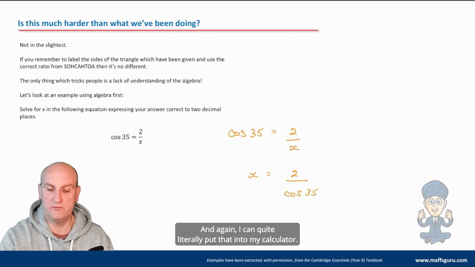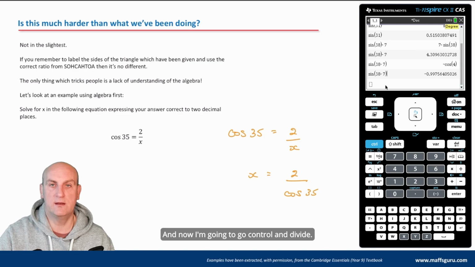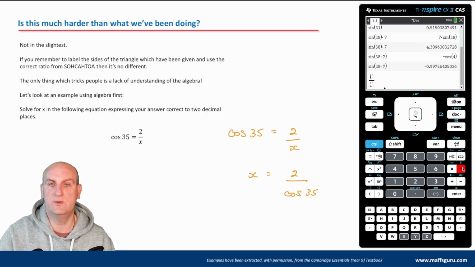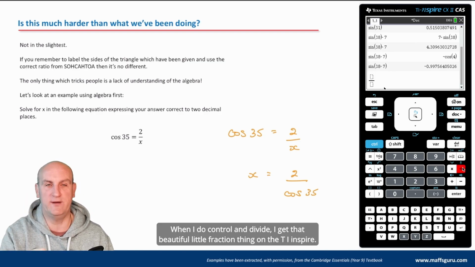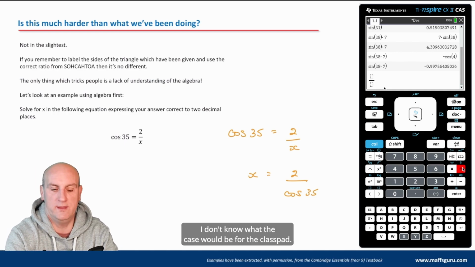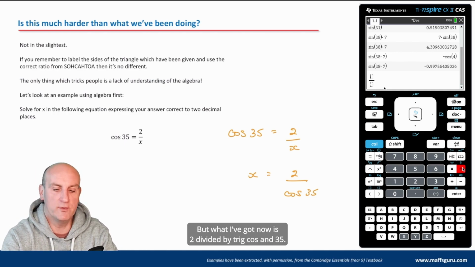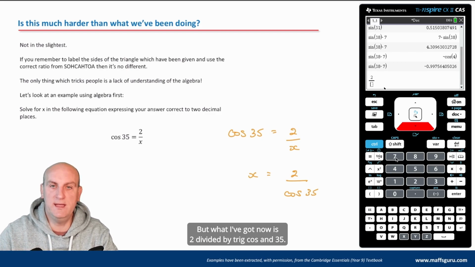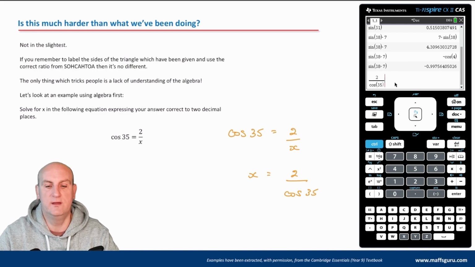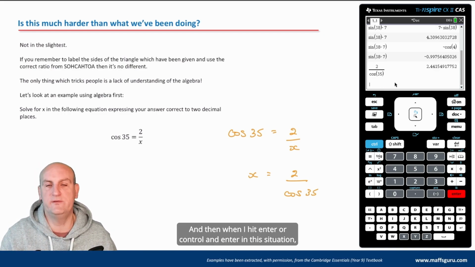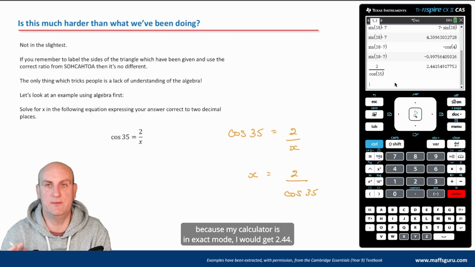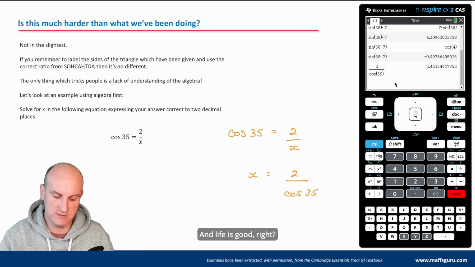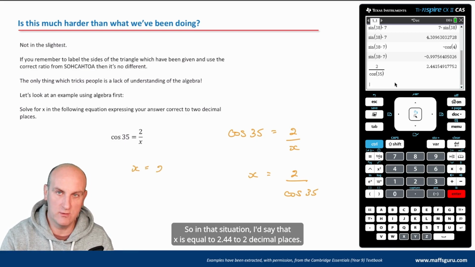And again, I can quite literally put that into my calculator. And now I'm going to go control and divide. When I do control and divide, I get that beautiful little fraction thing on the TI Inspire. I don't know what the case would be for the ClassPad, but what I've got now is 2 divided by trig, cos, and 35. And then when I hit enter or control and enter in this situation, because my calculator is in exact mode, I would get 2.44 and life is good, right? So in that situation, I'd say that x is equal to 2.44 to 2 decimal places.